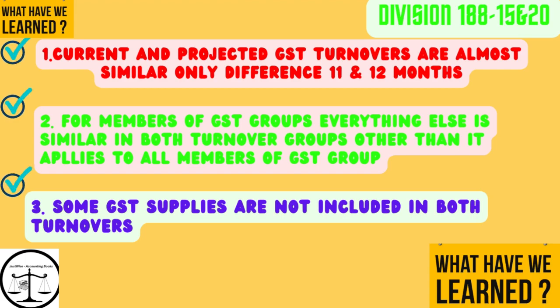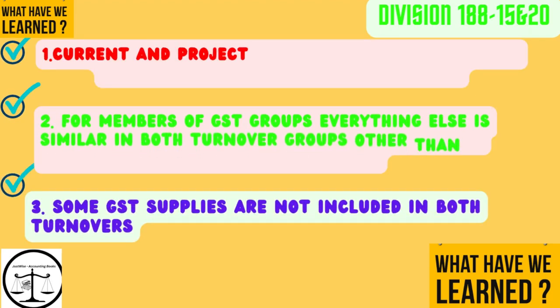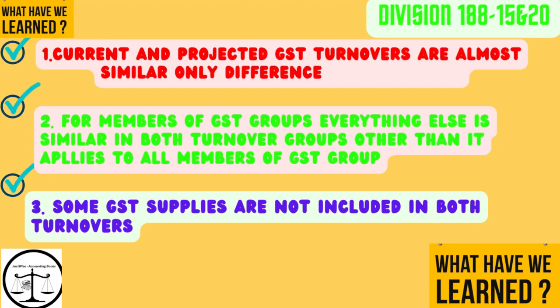2. Everything else is very similar for members of GST groups and entities in general. The only difference is these sections apply to the members of a GST group instead of an individual entity. 3. Not every GST supply is included in current and projected GST turnovers.